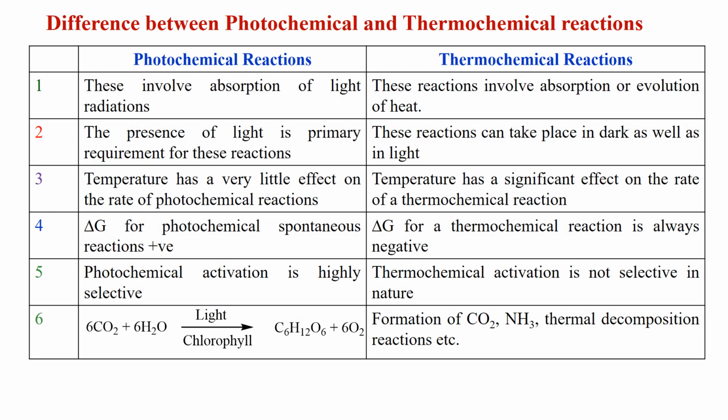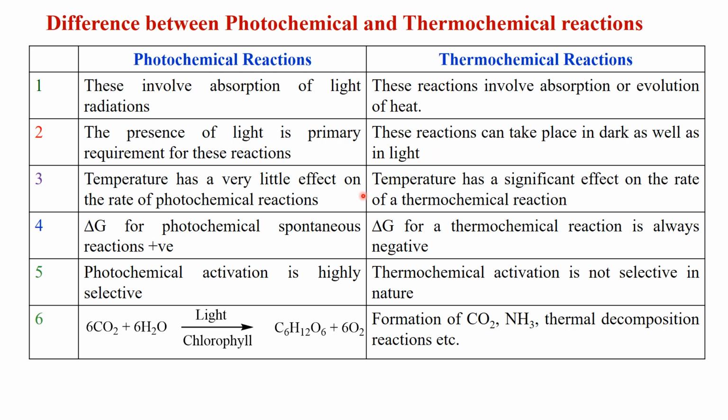Here are some differences between photochemical and thermal reactions. First, photochemical reactions take place in the presence of light, while thermal reactions do not require light, and they involve the absorption or evolution of energy in the form of heat. Second, the presence of light is a primary requirement, while for thermal reactions light is not the key requirement.